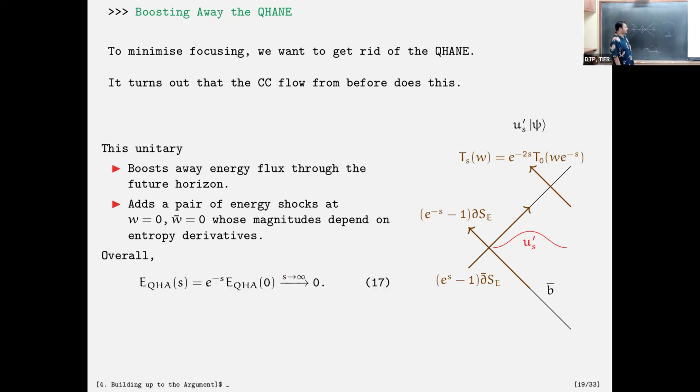What this means is that in the state with U_S prime, the quantity is e to the minus S times the original quantity, and as S goes to infinity, that goes to 0. So what the CC flow does is it boosts away the quantity. You don't need to know what a CC flow is. You just need to know that this quantity, which tells you about the amount of quantum focusing in the theory, is getting boosted off to 0. There's a state in which this is happening, and it's a good state.